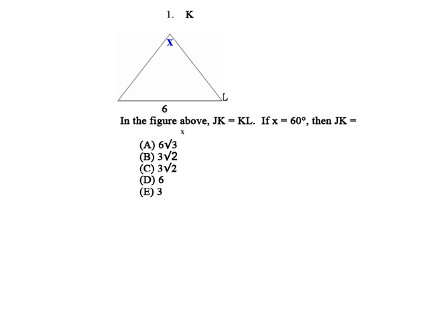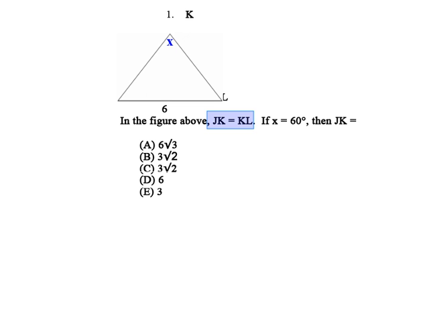Here we have a triangle, and we're told that JK equals KL. And we're told that X is equal to 60. What does JK equal? Well, remember, equal sides are generated by equal angles. So if JK equals KL, those are two equal angles.